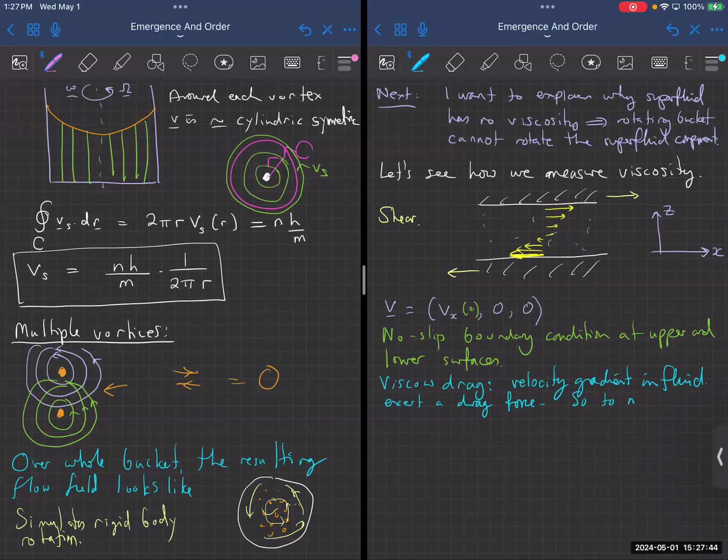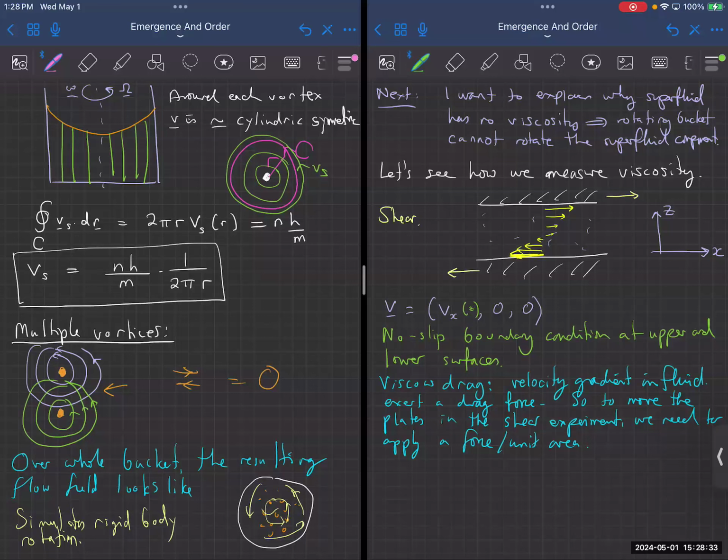So to move the plates in the shear experiment, we need to apply a force per unit area of the plates. The plates have got this area. I have to apply a certain force in order to move the fluid. If the fluid was, say, honey, to shear honey would be very difficult. To shear a superfluid or shear a gas, very easy to do. So this is a measure of viscosity.